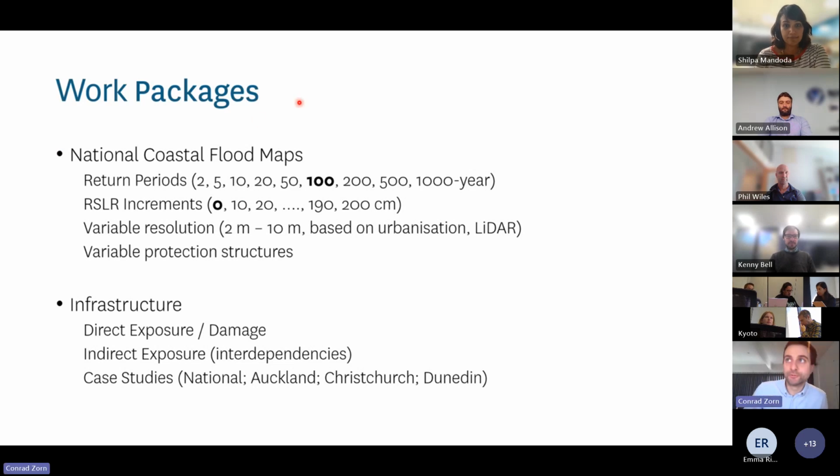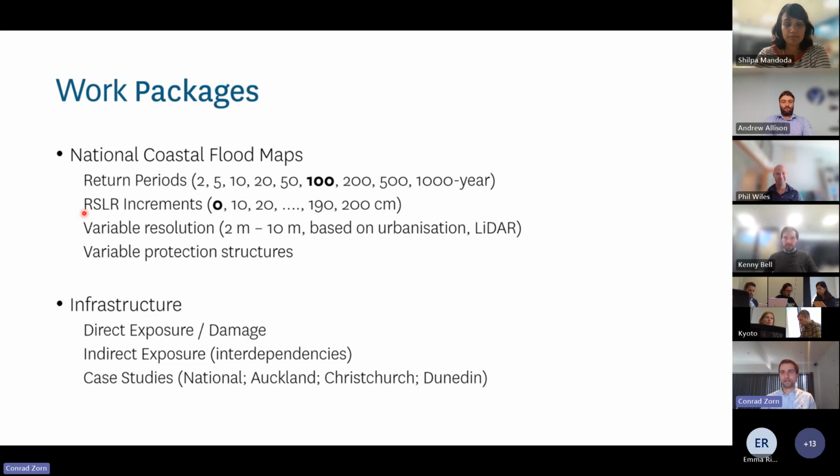So as part of this project, there were two main work packages. The first one, National Coastal Hazard Flood Maps, across a range of return periods, and sea level rise increments from 0, which is current day, out to 200 centimetres, or plus 2 metres sea level rise, in 10 centimetre increments. These flood maps are published at various resolutions from 2 metre, the more accurate, out to about 10 metre resolution, based on areas of interest, for example urban areas, or where there's sufficient LiDAR or case studies that we want to look at.